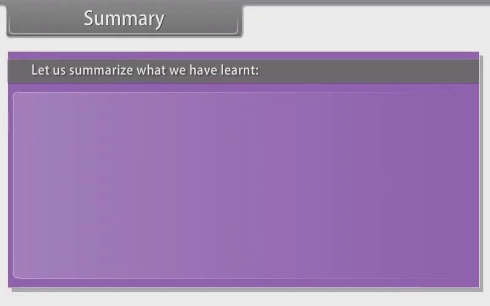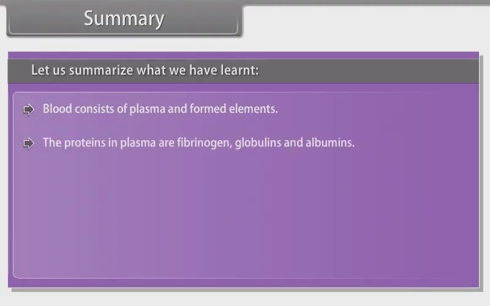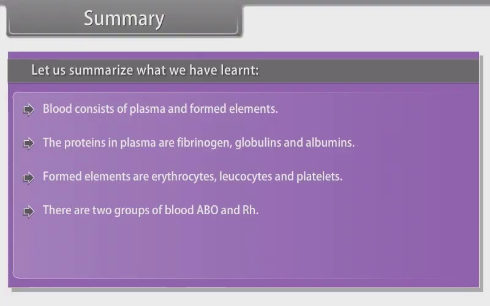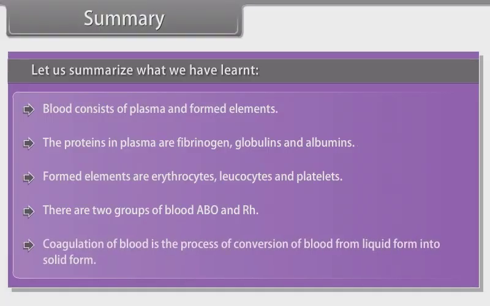Summary. Let us summarize what we have learned. Blood consists of plasma and formed elements. The proteins in plasma are fibrinogen, globulins and albumins. Formed elements are erythrocytes, leukocytes and platelets. There are two groups of blood, ABO and RH. Coagulation of blood is the process of conversion of blood from liquid form into solid form.